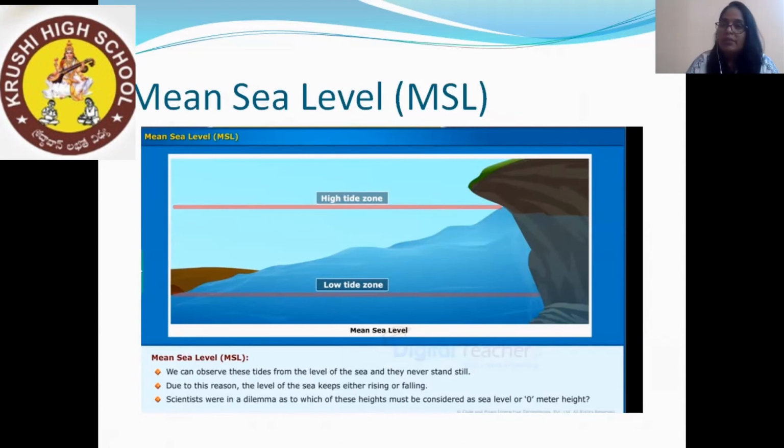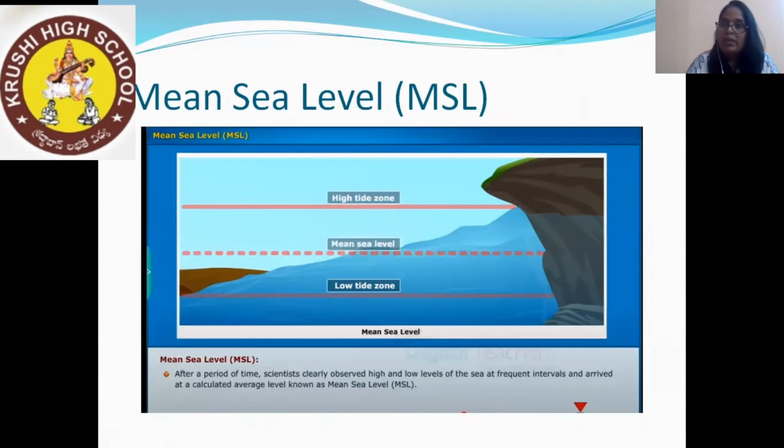So what the scientists have done is they have observed this tide for a span of time, during frequent intervals, and they have taken the average level as the mean sea level. After a period of time, scientists clearly observed high and low tide levels of the sea at frequent intervals and arrived at a calculated average level known as mean sea level. The average level they have taken is considered as the mean sea level.